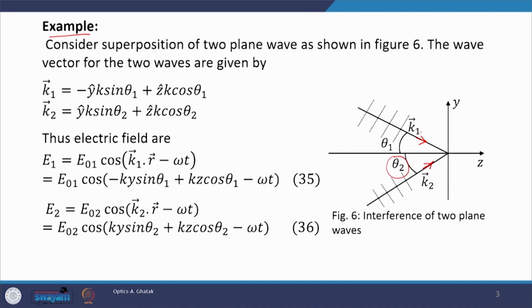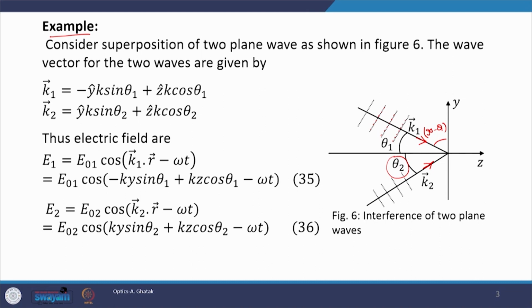Now, let us figure out the expression for wave vector k1 and wave vector k2. As you see in the figure, the k1 is making an angle theta 1 with z axis, and therefore 90 minus theta 1 with y axis. This angle is 90 minus theta 1. And this dashed line represents the wave front or phase front, which is plane in our case, therefore, they are represented by dashed straight line.